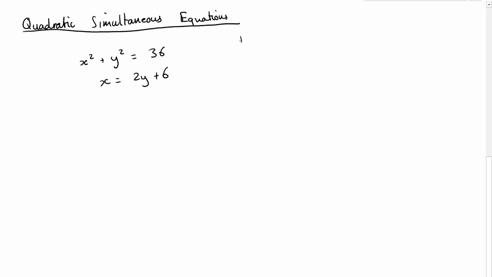Just as a side note, this first thing here is actually the equation of a circle. If you're not familiar with what the equation of a circle is, it usually has both an x squared and a y squared, and this is just going to be the radius of the circle squared, which we're going to see when we have a go at seeing how we'd solve this one graphically as well.